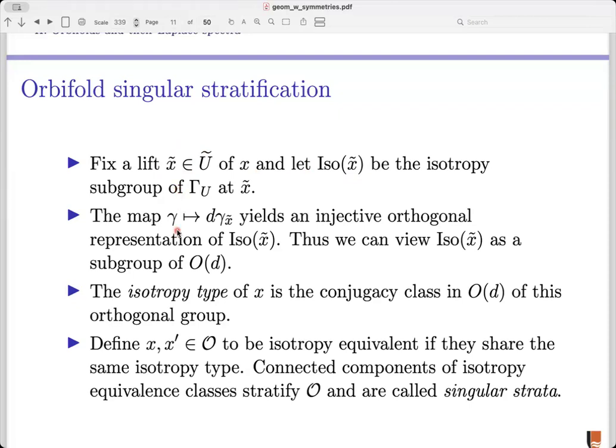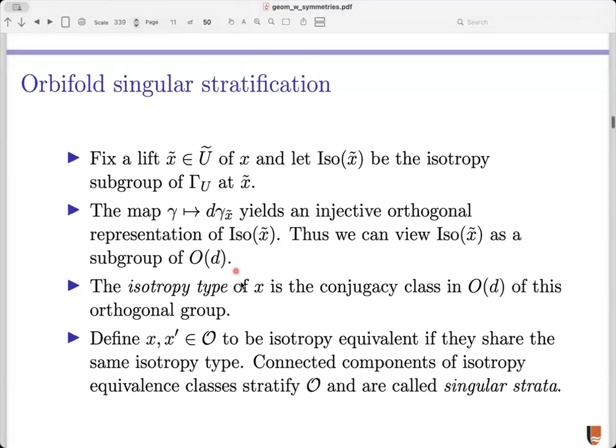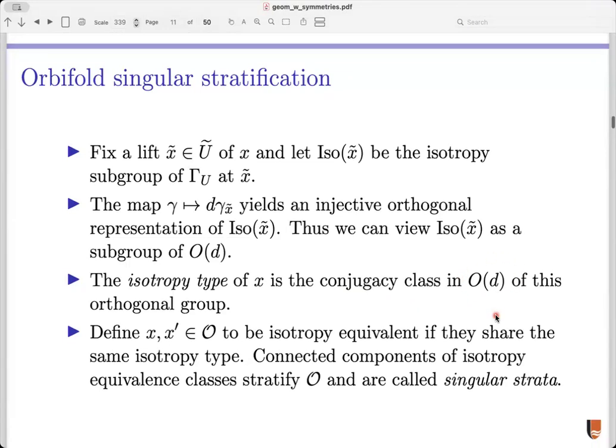All of the elements of that subgroup are diffeomorphisms, so we can take their differentials. And in doing so, we get an orthogonal representation of that isotropy subgroup. So we can view the isotropy subgroup as a subgroup of the orthogonal group in dimension D. So the isotropy type of the point x in the orbifold is then the conjugacy class of this finite subgroup in the full orthogonal group right there. So that's our isotropy type.